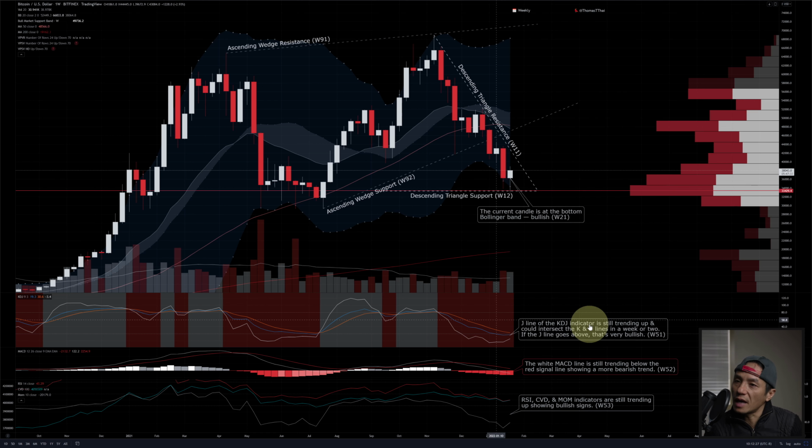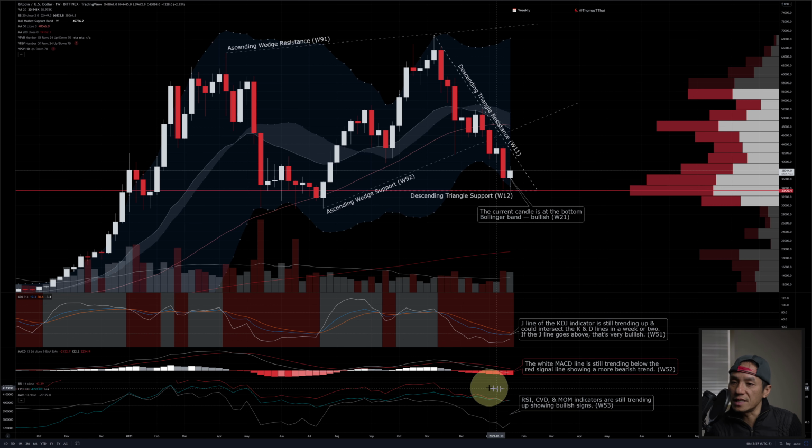Not much has changed here, but let's go over some of these notes from the last video and see where we are with them. Here is the KDJ indicator. Last time it said the J line on the KDJ indicator is still trending up, and it is still doing that. It could intersect with the blue K line and the red D line. So it's still the same, moving up slightly and continuing on its path.